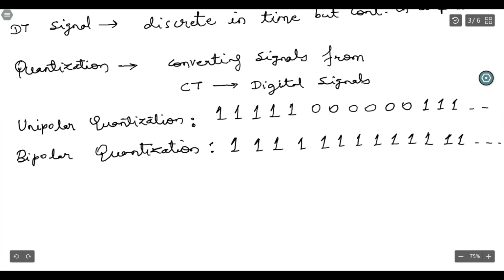So these were the basic definitions of continuous time, discrete time, and digital signals. We saw two numericals here, and in the next video we will see the standard signals, which are unit impulse signals. So stay tuned, and we will continue with the unit impulse signal.